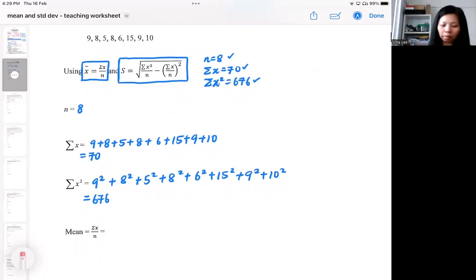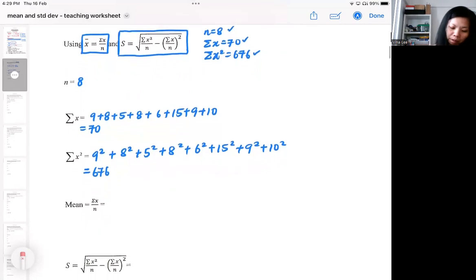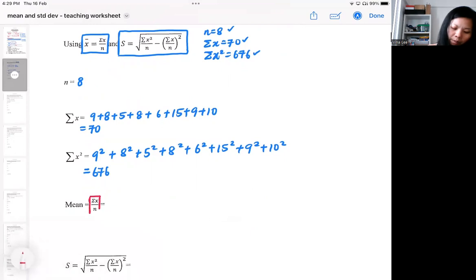Once you got the three items, I can just insert into the formula. It will be a good habit if you write the formula first. So you are adding up all the x and then you divide by 8. You'll be good if you write the formula first. So the mean is 8.75.